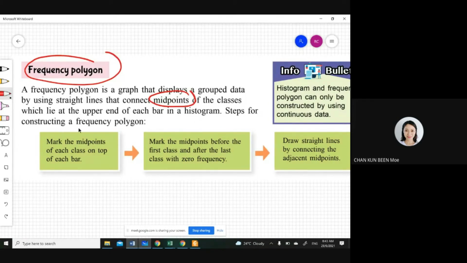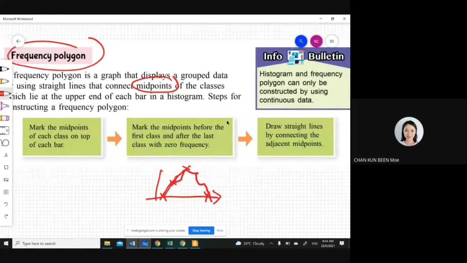Steps for constructing a frequency polygon: you mark the midpoint of each class on top of each bar. Mark the midpoint before the first class, and after the last class, with 0 frequency. So meaning at the end of the classes, you have to add on the 0 frequency to get the frequency polygon. And then lastly, draw the line by connecting all the adjacent points. All the adjacent points meaning all the points next to it, you connect the line. Okay. Now we look at this one.